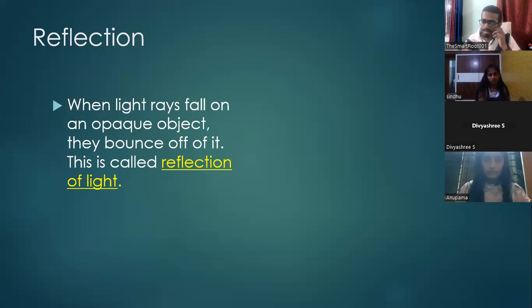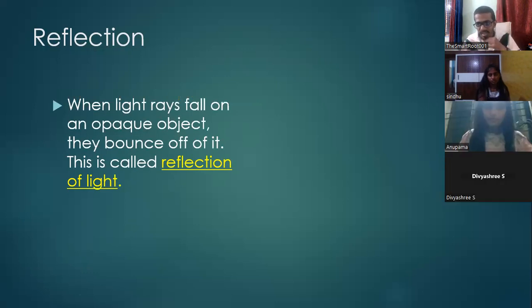But when you take a mirror, it's made of glass. How do you make that mirror opaque? There is something called silver nitrate, AgNO3. This AgNO3 is being used to coat the mirror.